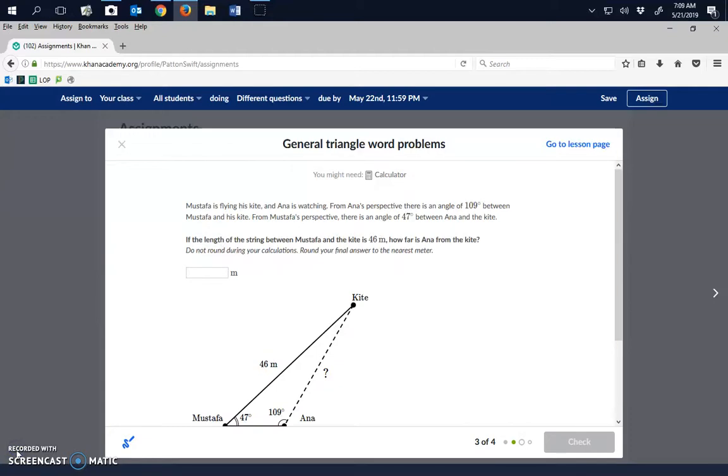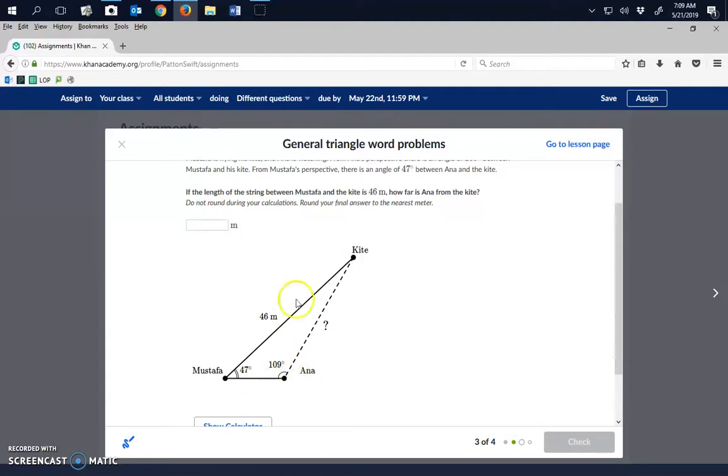Okay, we are flying a kite. We have two different angle measures from Mustafa and Anna. They're looking at the kite, and they can see how far up it is, and they know how long the string is. But they want to know how far it is from Anna. If you want to know how high it was in the air, you just do a right triangle, which is actually easier. But they want to know how far it is from Anna and not from the ground, this is going to be further, because the ground is actually closer.